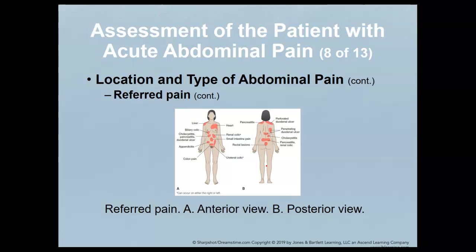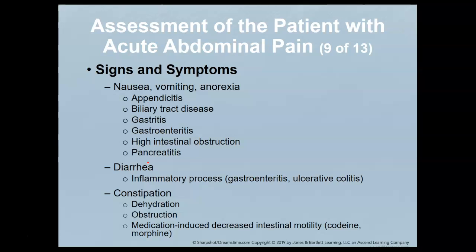So let's look for some of our signs and symptoms with the acute abdomen. We have nausea, vomiting, anorexia, which means poor appetite. Those are things that we'll see with appendicitis, biliary tract disease, gastritis, gastroenteritis, high intestinal obstructions, meaning high in the digestive tract, and pancreatitis. Diarrhea tends to be an inflammatory process, so you'll see that in gastroenteritis and UC. Constipation is caused by dehydration, obstructions, and medication-induced decreasing of intestinal motility, like we talked about. Narcotics, folks, people on narcotics tend to be constipated. So be aware of that.